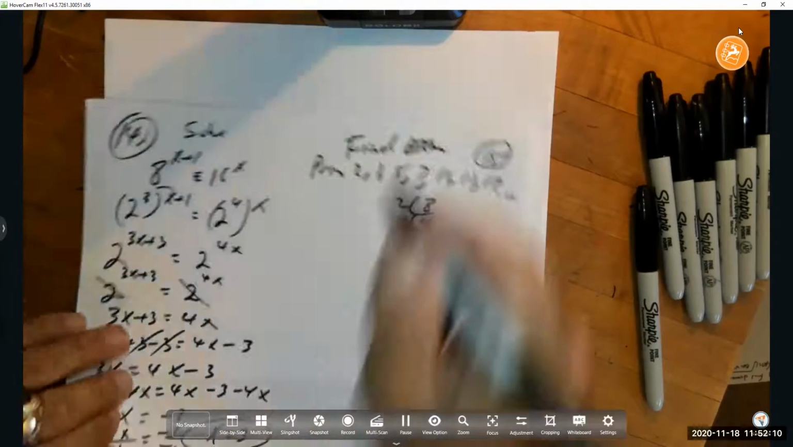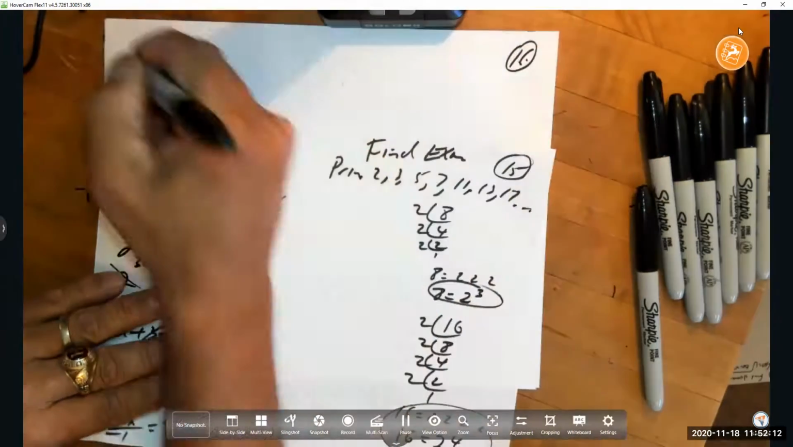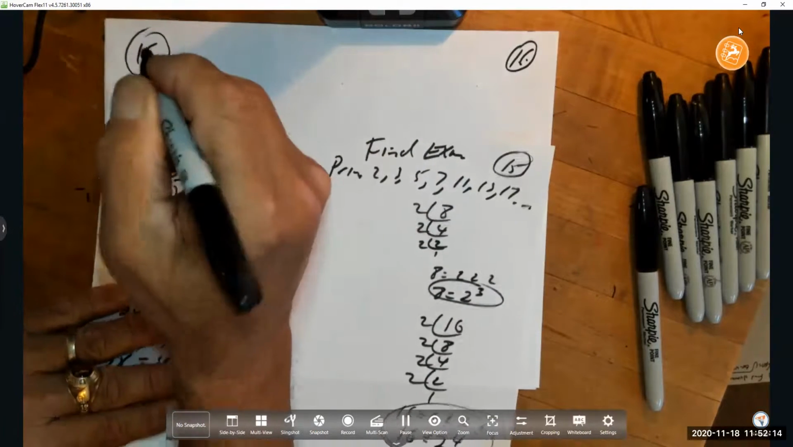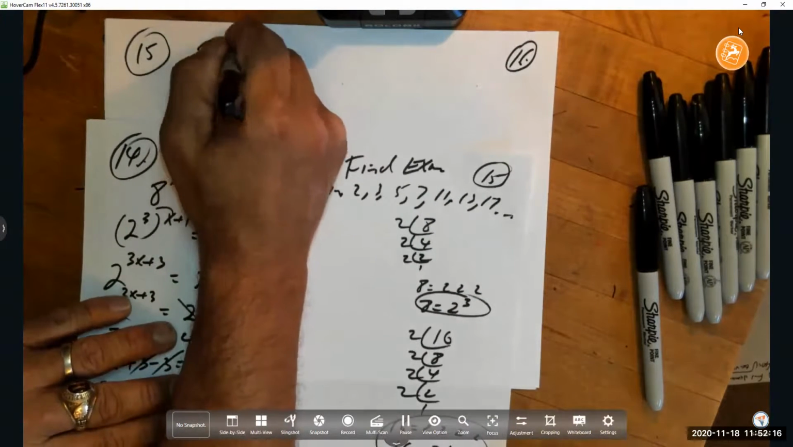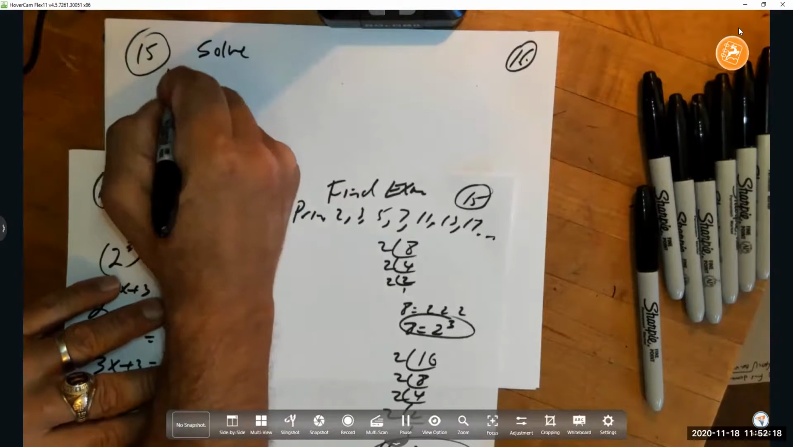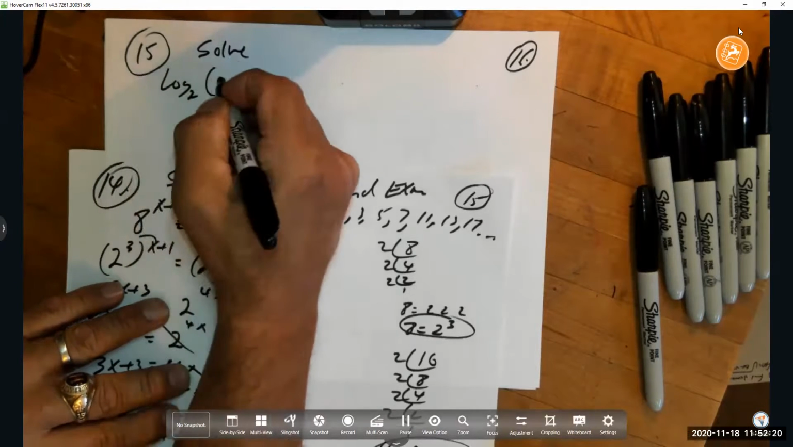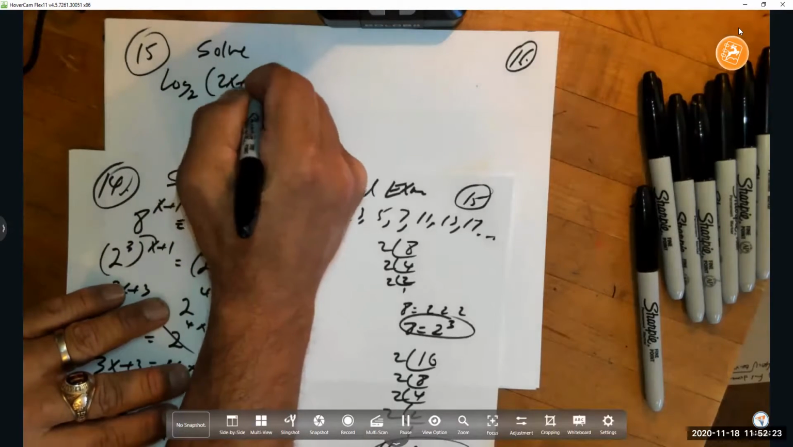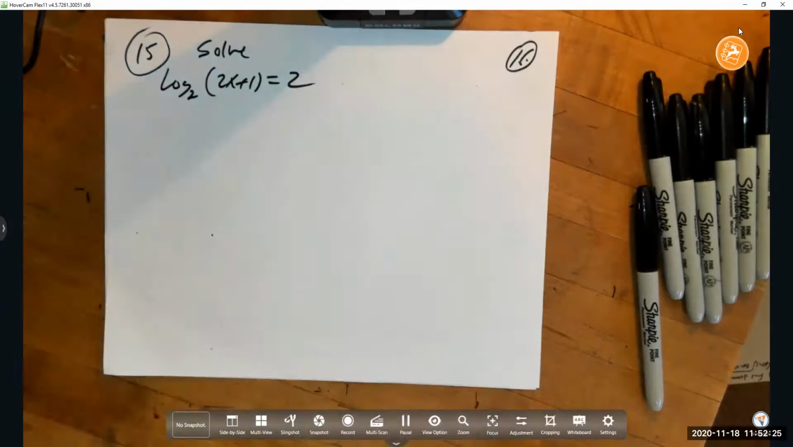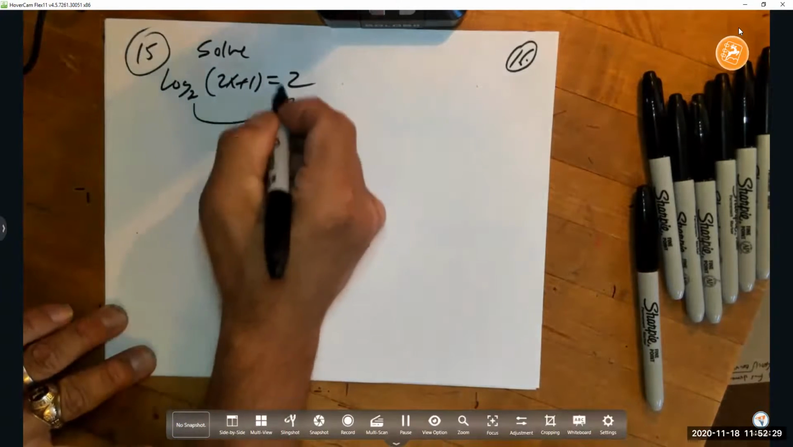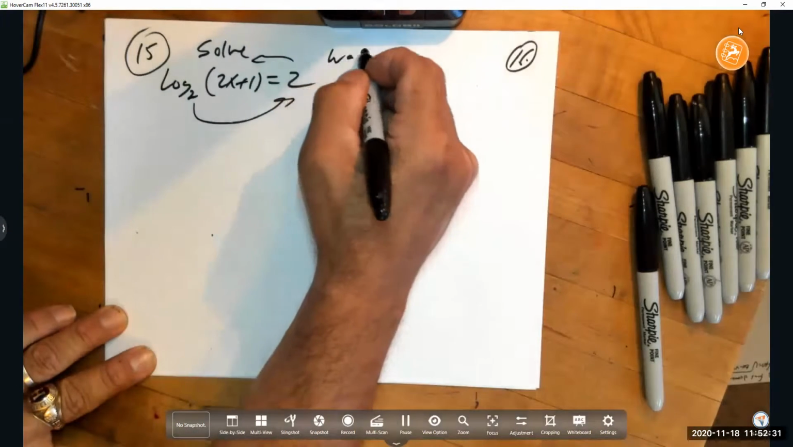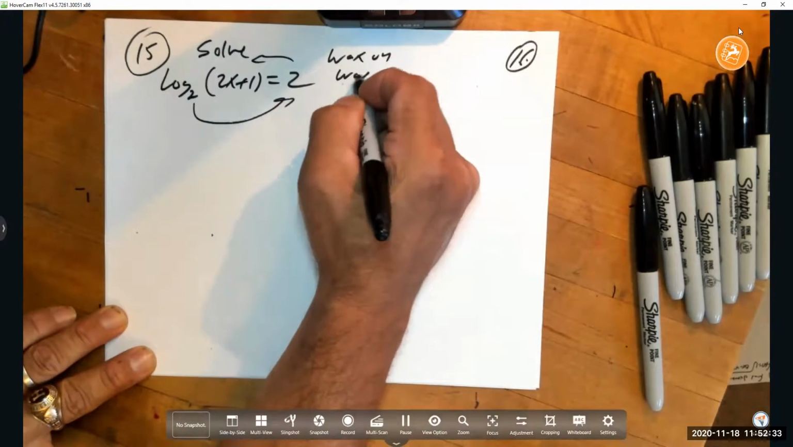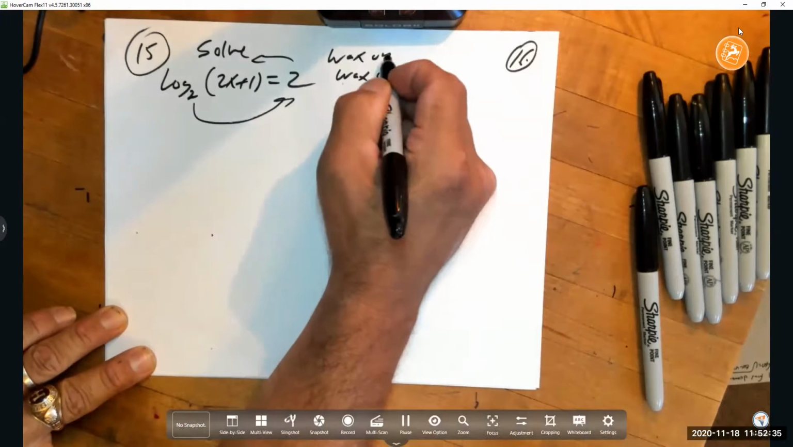Alright, next one. Number 15. It says solve the logarithmic function log base 2 of 2x plus 1 equals 2. This number to this power is this. This is called the wax on, wax off formula. You want to call it something.